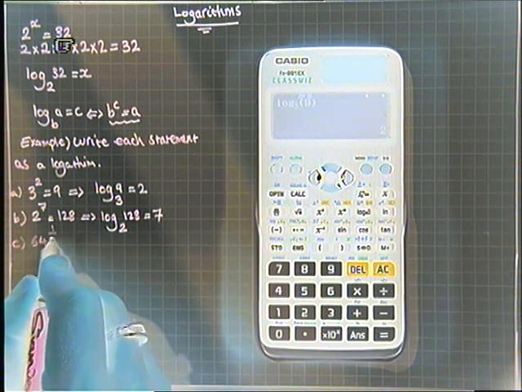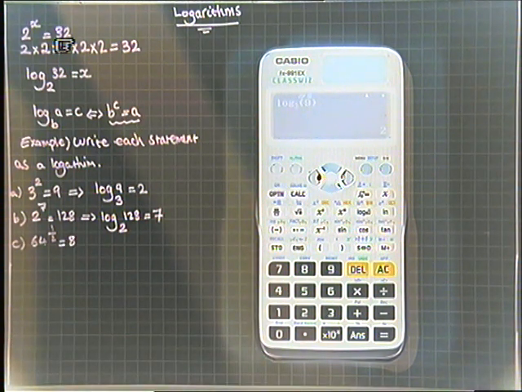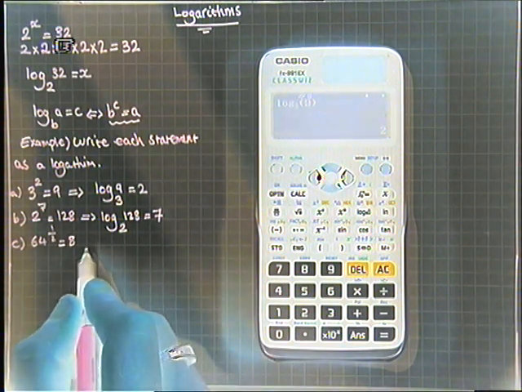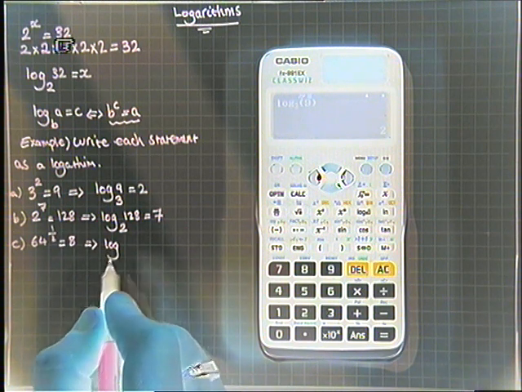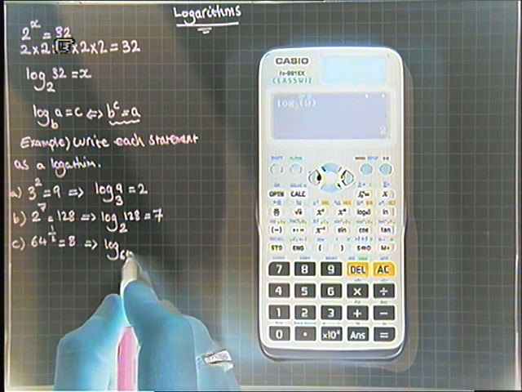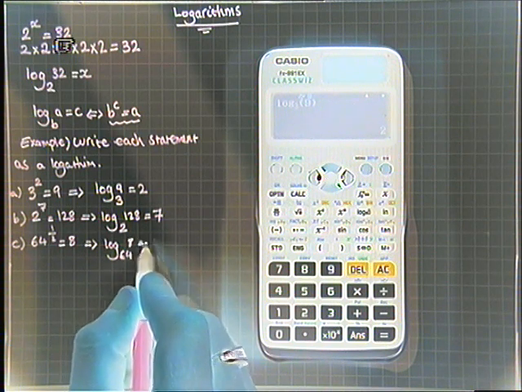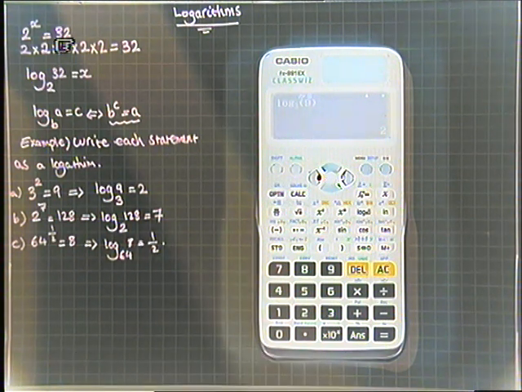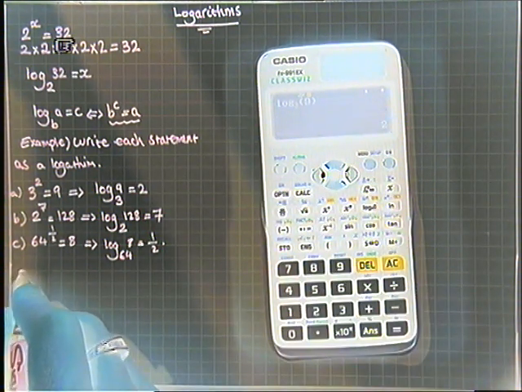64 to the power of half is equal to 8, because we know that 64 to the power of half is the same as the square root of 64, which is equal to 8. So we can write this one in terms of logarithm as well. Log of base 64 of 8 is equal to half. Okay, next example.